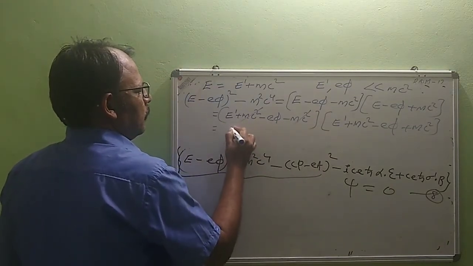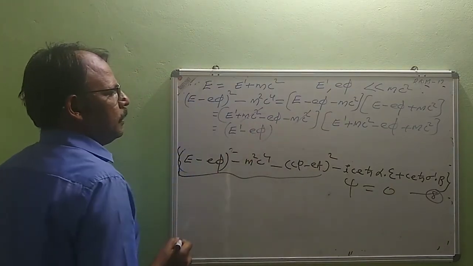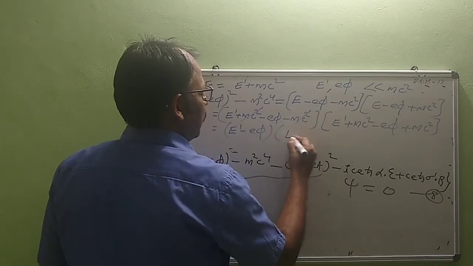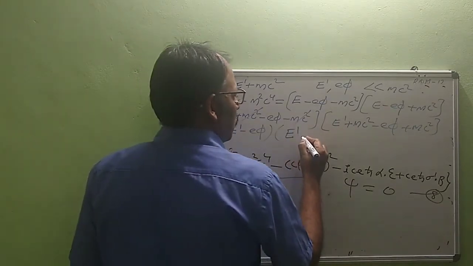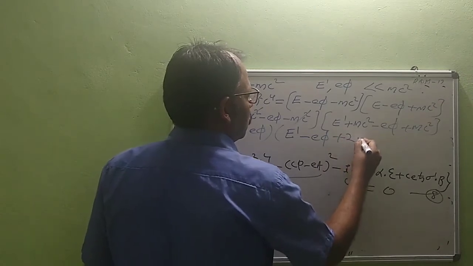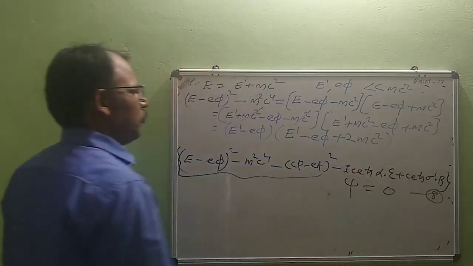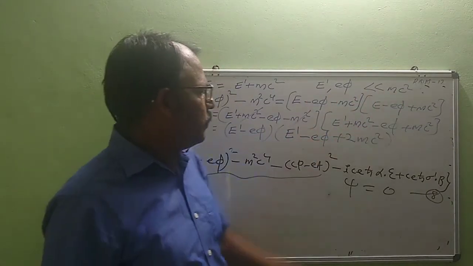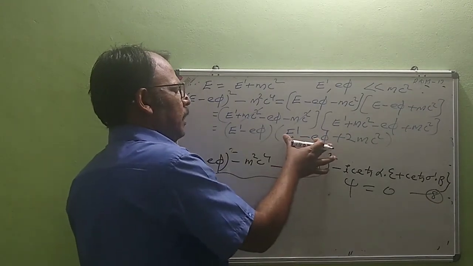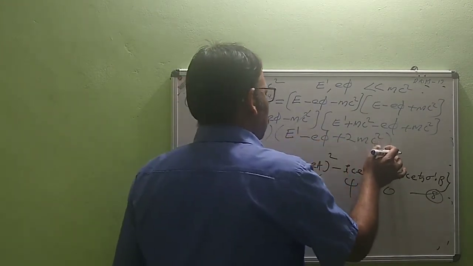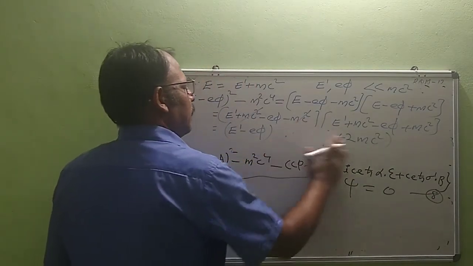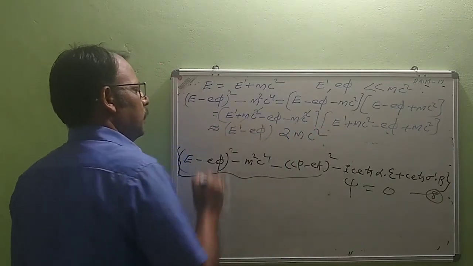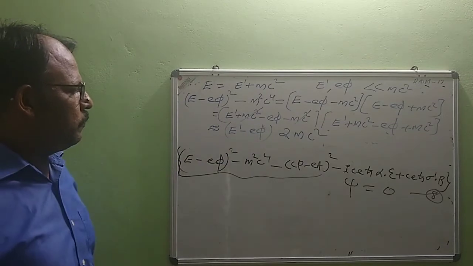So this term will be E prime minus E phi, and this term can be simplified as E prime minus E phi plus 2mc square. I already assumed that E prime and E phi are much less compared to mc square, so E prime minus E phi will be very small compared to 2mc square. So the second term I can write as 2mc square, which is approximately equal to (E prime minus E phi) into 2mc square.